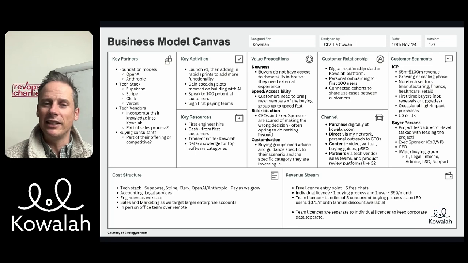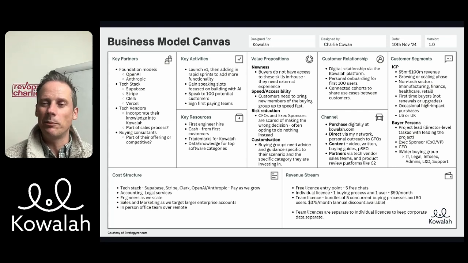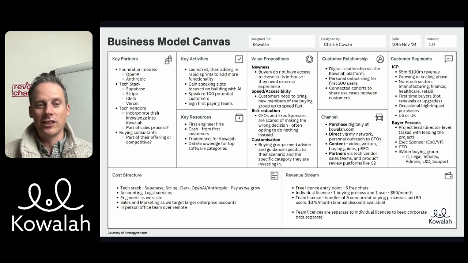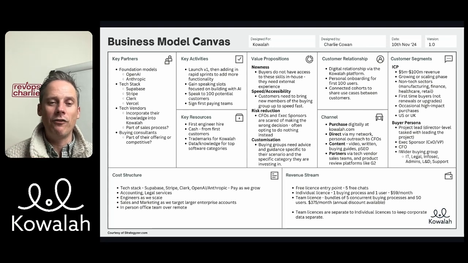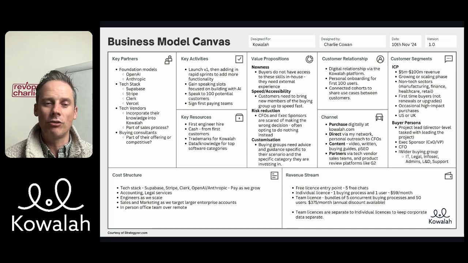There's accounting, legal services if you haven't got them already. You might be having to create new terms and conditions or data protection if this is the first technology product that you've launched. In my example, we've got a tech stack: Supabase, Stripe, Clerk, OpenAI, and I put pay as we grow. Most of these are consumption-based platforms, so low entry or free entry, and then they'll grow as we scale.